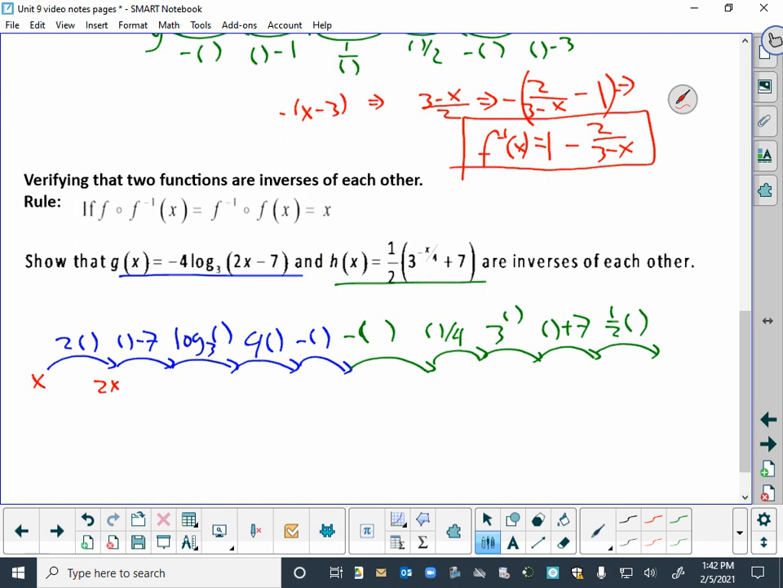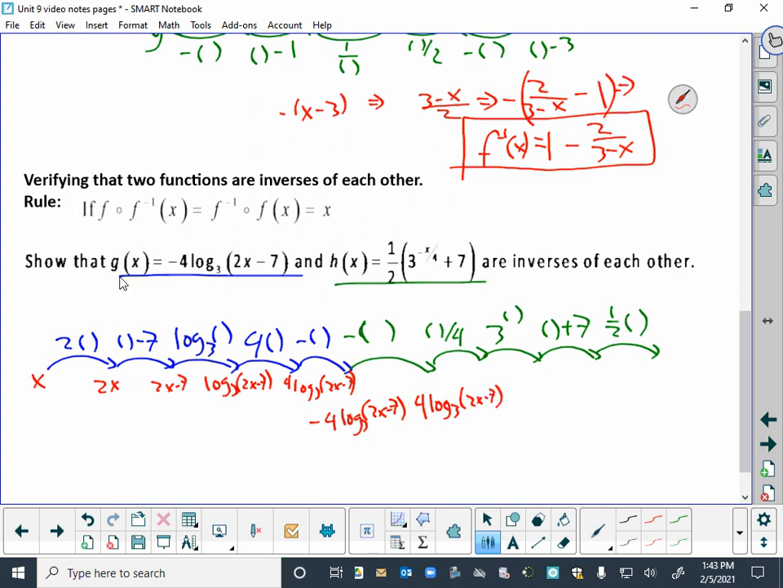So the x becomes a 2x, which becomes a 2x minus 7, which becomes the log base 3 of 2x minus 7, which becomes a 4 times the log base 3 of 2x minus 7, which becomes a negative 4 log base 3 of 2x minus 7. That's not a surprise. That's what we said G was. We've just verified that we have the right set of arrows. Now it says change the sign. Well, change the sign on the sign change. That gives us a 4 times the log base 3 of 2x minus 7.